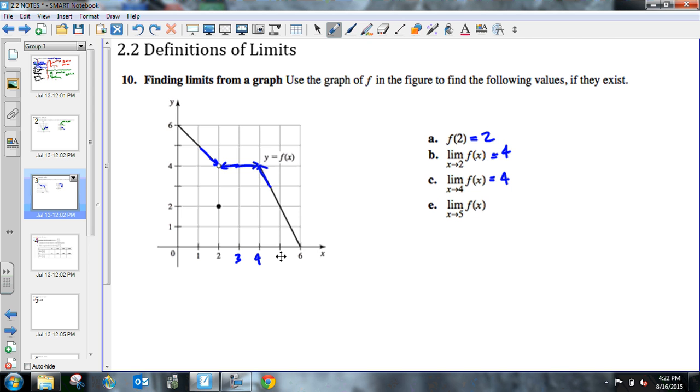What about 5? Here's 5. It looks like I have a point at 5, 2. So as we approach from the left, we're approaching 2. As we approach from the right, we're also approaching 2.